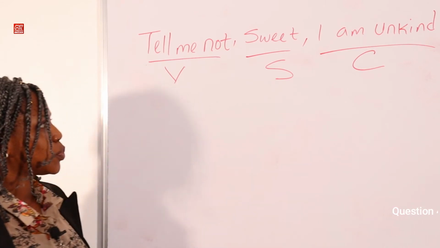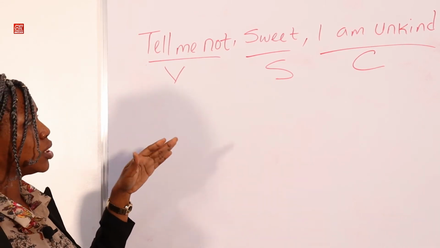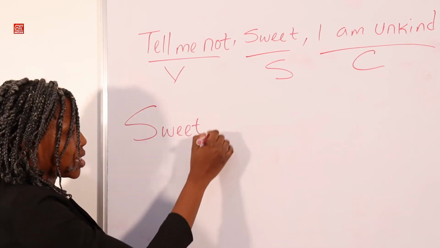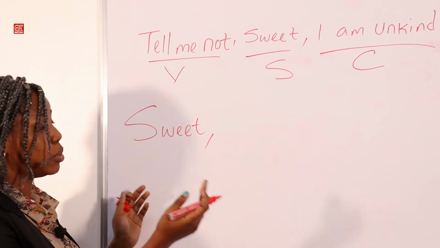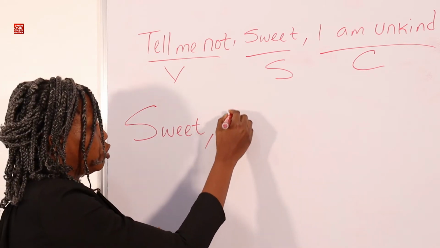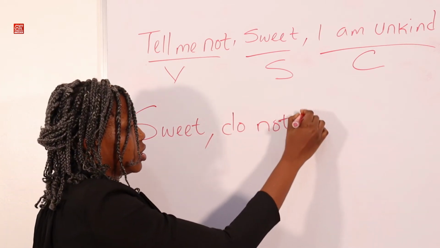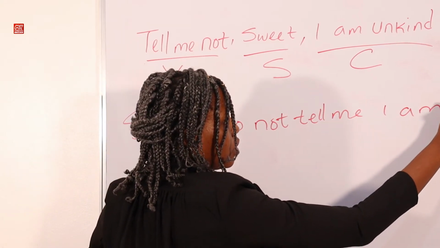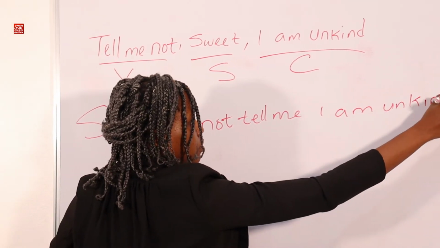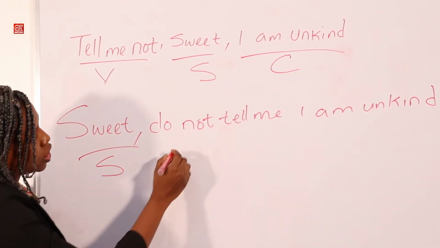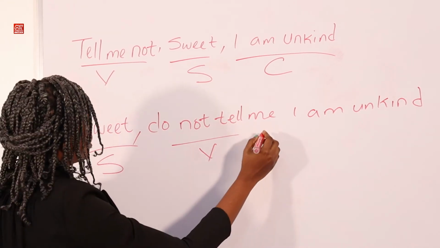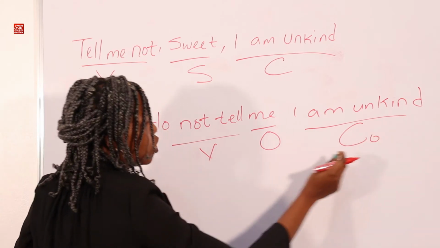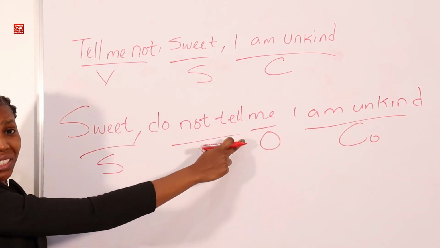Now what does this mean? It means do not, sweet. Sweet is the subject. It should be sweet, a name of a person, preferably. Do not tell me I am unkind. So you have the subject, the verb, the object, and then the complement of the object. I am unkind is complementing the object.